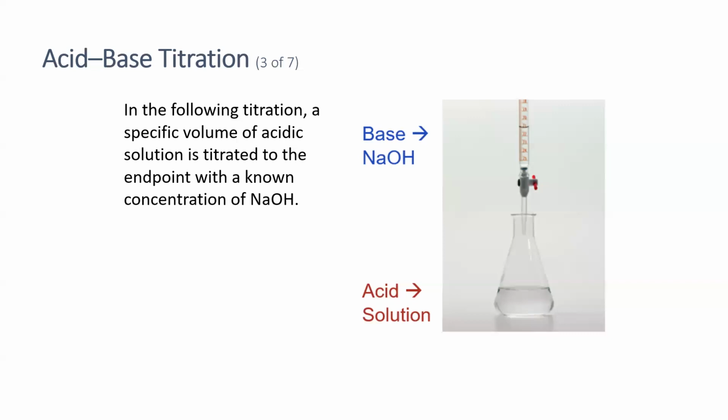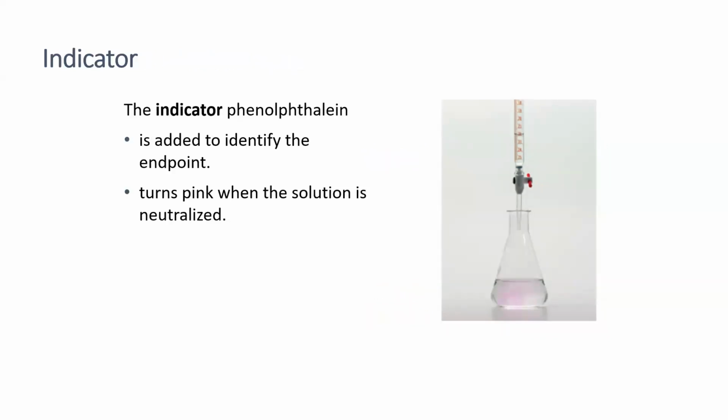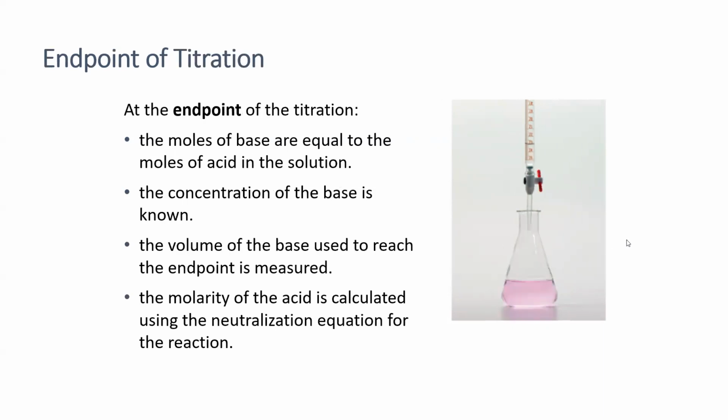And we know the concentration of sodium hydroxide, so we're going to be able to calculate the concentration of the acid solution. Again, we're going to use the indicator phenolphthalein. It is used to identify the endpoint because of the color change that occurs very near the equivalence point. And it turns pink when the solution is neutralized. So at the endpoint of the titration, the moles of base added are roughly equal to the moles of the acid in the solution. The concentration of the base is known. That's provided to you on the bottle of sodium hydroxide. For example, my bottle says 0.4 molar sodium hydroxide.